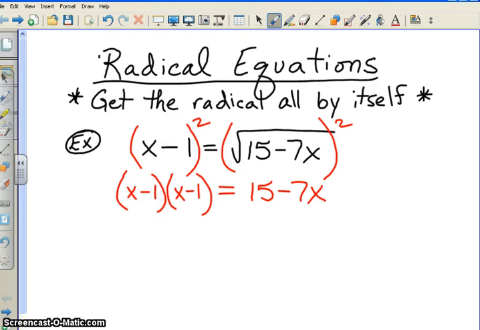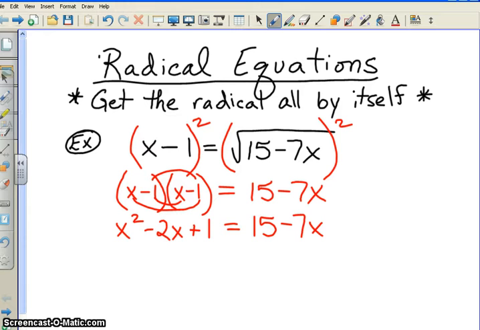So on the left, we're going to need to FOIL these or multiply these two binomials. X times x will be x squared. Outers and inners will make minus 2x. And the lasts will make positive 1. Equals 15 minus 7x. Now because this is a quadratic equation, we're going to need to make this equal to 0. So I'm going to add 7x and subtract 15 from both sides. Add 7x, subtract 15.